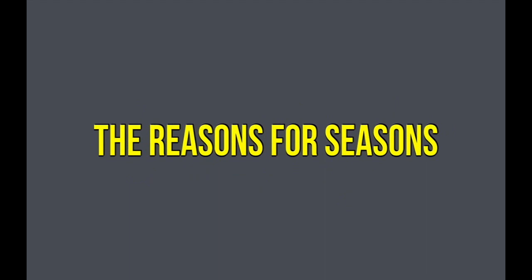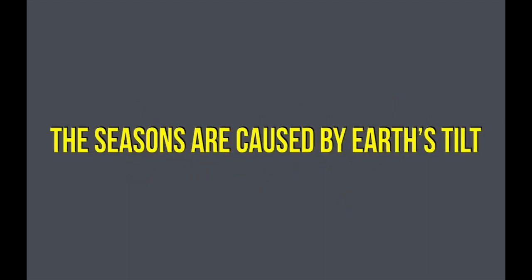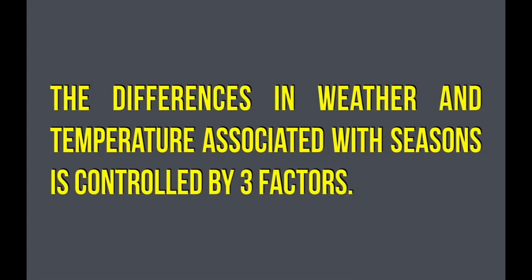The reason for seasons. As we discussed, seasons are caused by Earth's tilt. What we haven't discussed are the differences in weather and temperature that are associated with seasons. We all know that there are certain weather patterns and types of weather that go along with winter, fall, spring, and summer. So we'll look at the three factors that control the characteristics of seasons.